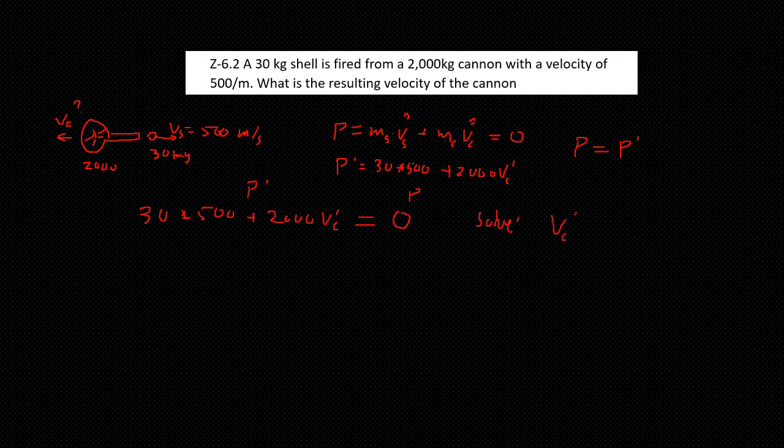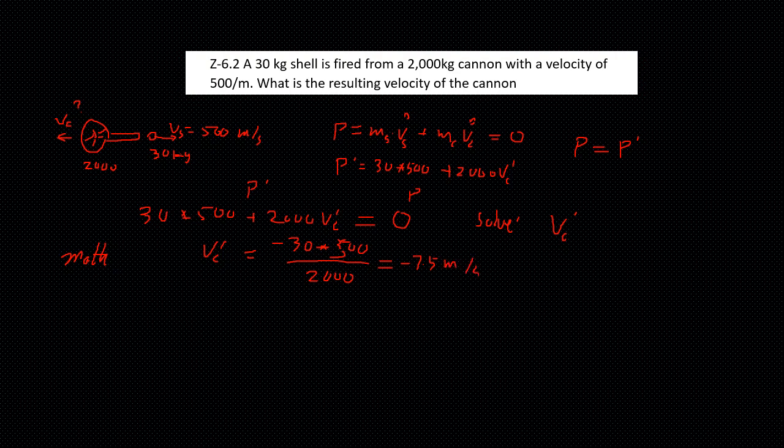So this one is your math problem. Everything is known except this. We move this term to the other side, so V prime C equals negative 30 times 500, because if you move any term to the other side, you get a negative. Then divide by 2000. Now it's time to press your calculator, and you will get negative 7.5 meters per second. So it's very slow.